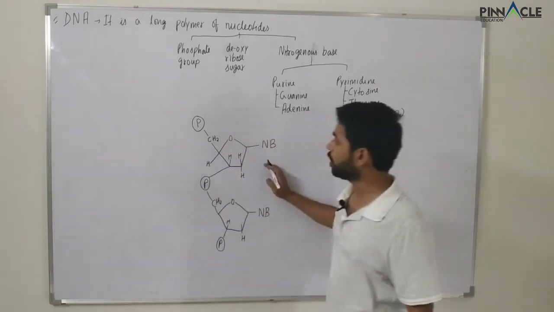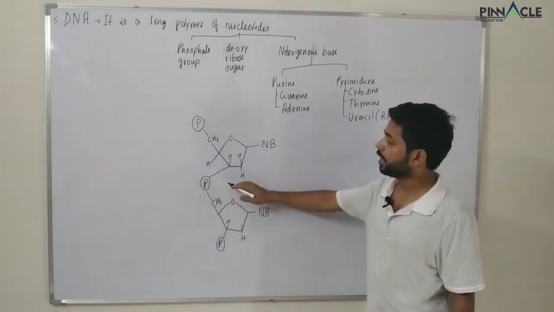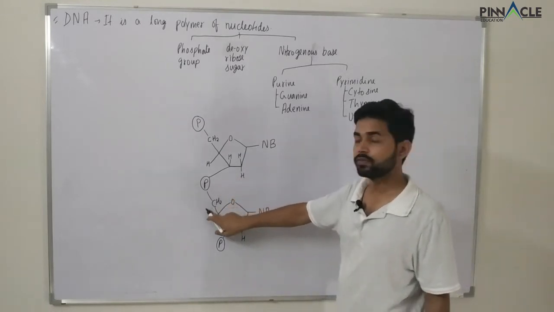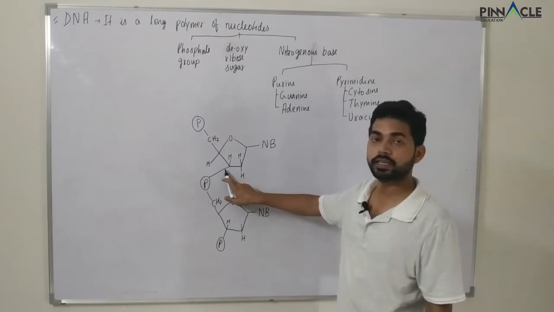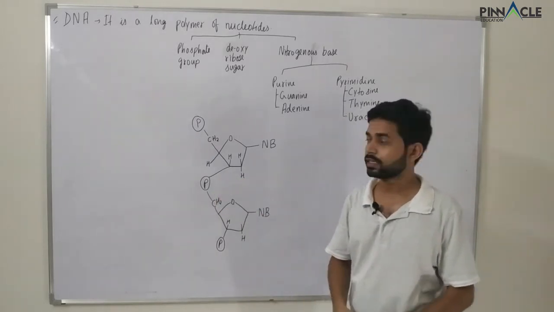So this is how the normal nucleotides are attached to each other. We have to understand here that this phosphate group is forming a linkage with here also and a linkage with here also. So this type of linkage is called phosphodiester bond.